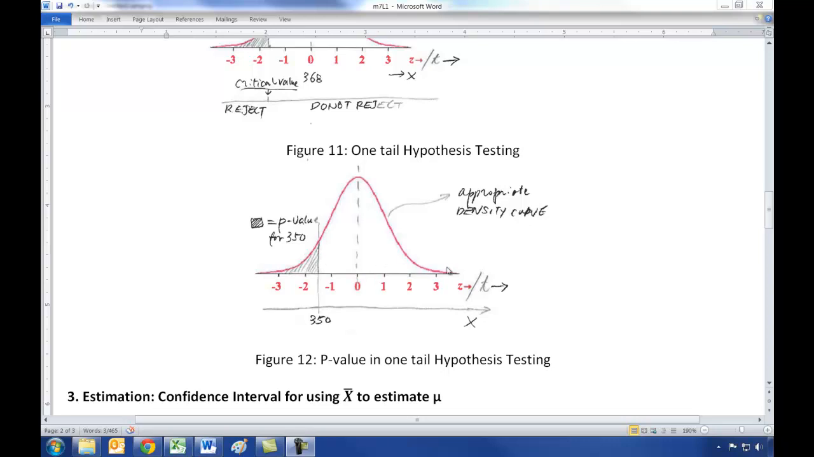Again, this density curve is dependent on whether you know the true standard deviation for the process, or you use the sample standard deviation to replace the true standard deviation. So based on that information, you will choose either the Z distribution or the T distribution with the proper degree of freedom.